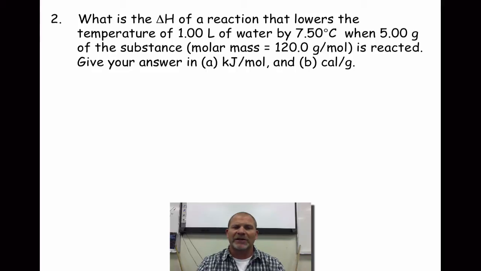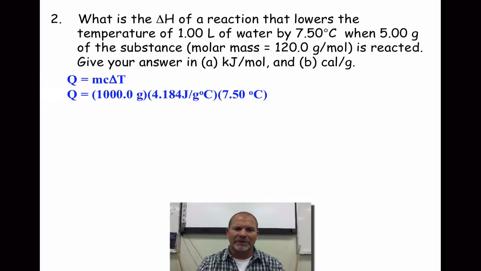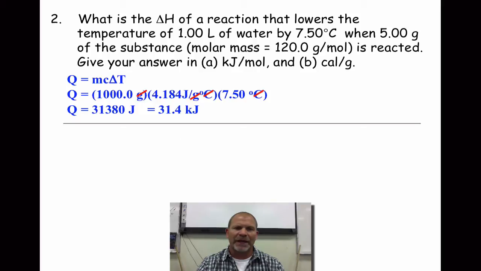So in this situation, I look at it and I have 1 liter of water, which is the same as 1,000 milliliters. And so I have 1,000 milliliters times 4.184 joule per gram degree Celsius, that's my specific heat, times my delta T, 7.5. And I end up with, again, in joule, 31,380. But I want kilojoules, so I'm going to move it 3 places over to the left. I'll keep the 31.3, and my 3 gets rounded up to a 4, so I have 34.4 kilojoules. That's my Q.